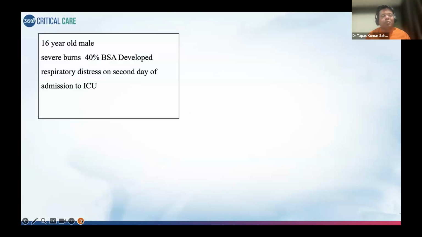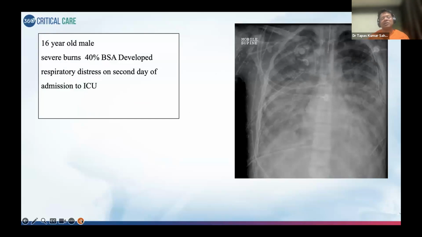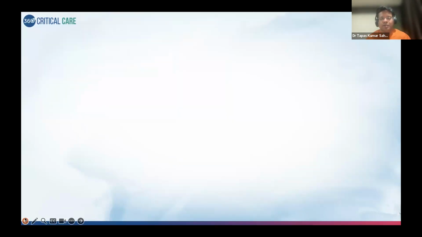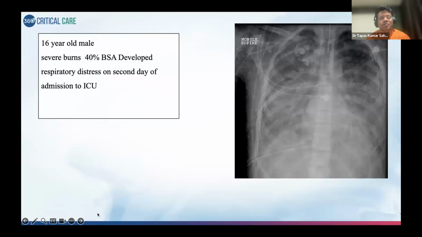A 16-year-old male, severe burn, 40% body surface area burn, developed respiratory distress on the second day of admission to the ICU. What is happening here? Can you read the X-ray? Only the significant finding, because we don't have time. But yes, where is the IABP tip? I would show you the IABP tip. This is the IABP tip.